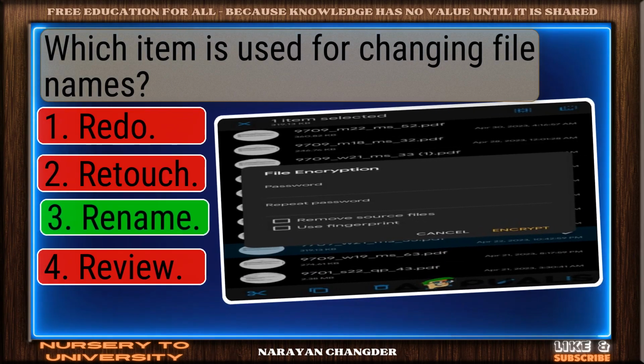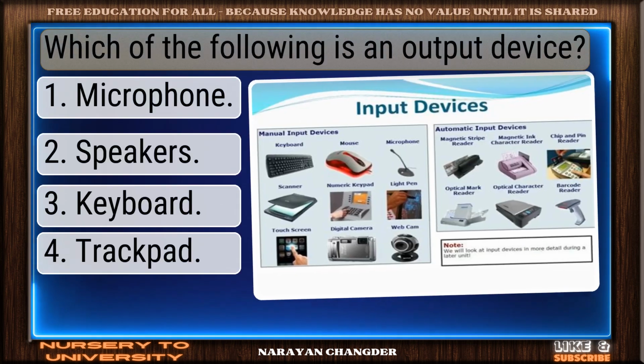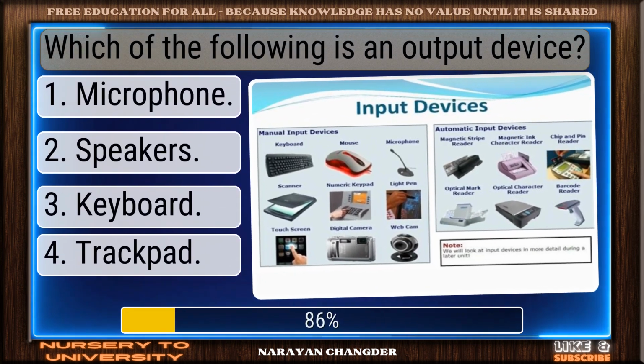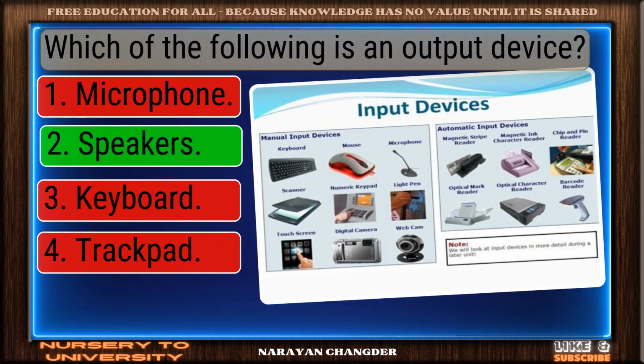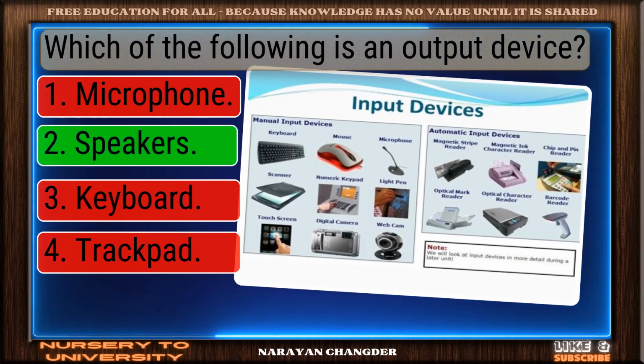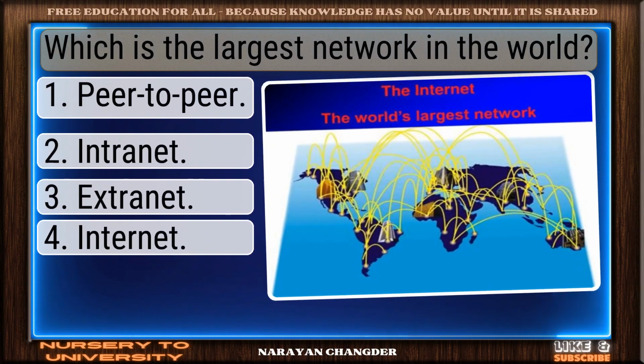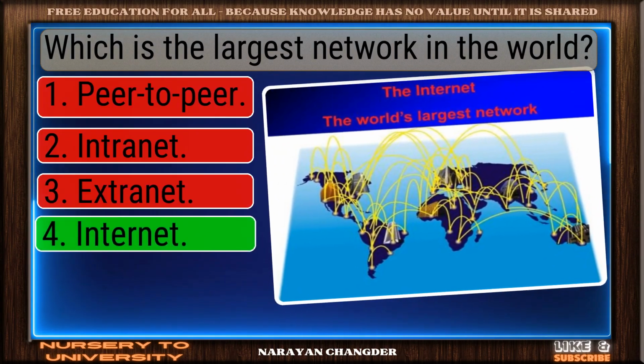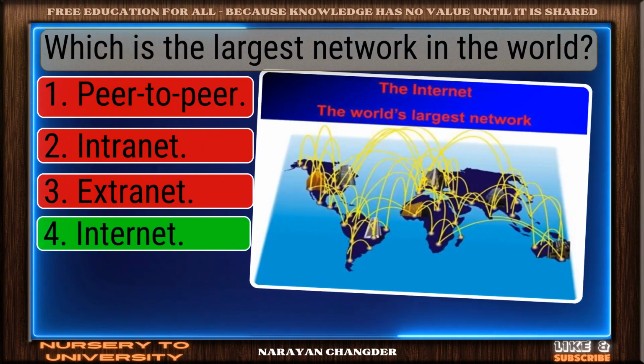Excellent choice. Rename is the right answer. Which of the following is an output device? Smart move. Speakers is an accurate answer. Which is the largest network in the world? Sharp thinking. Internet is the right choice.